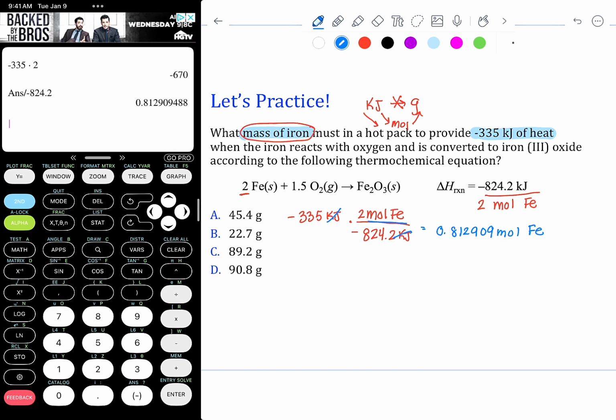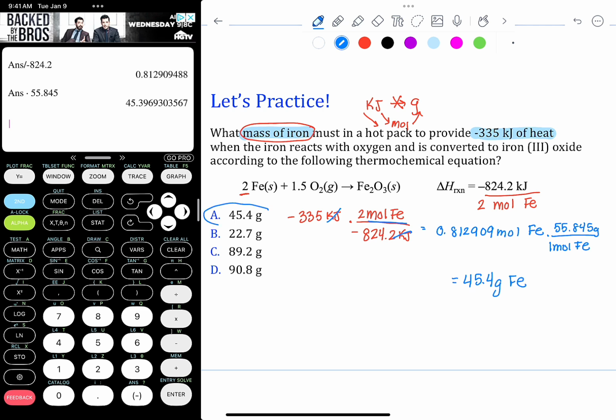So we're going to utilize that, and we know that 1 mole of iron has a molar mass of 55.845 grams, because iron is on our periodic table, and that's where we find our molar mass. So we'll take that 0.8129, multiply it by 55.845, and we get out 45.43 grams of iron, with the right sig figs there. So our answer is A.